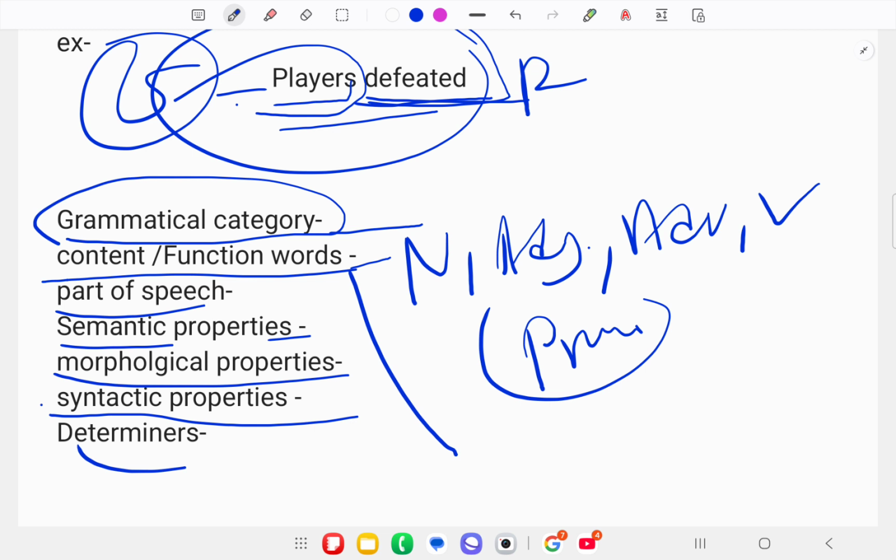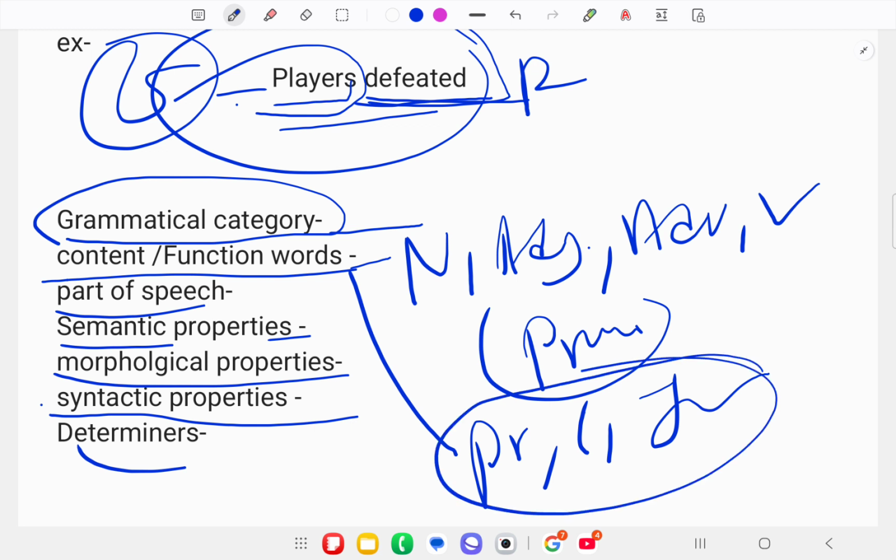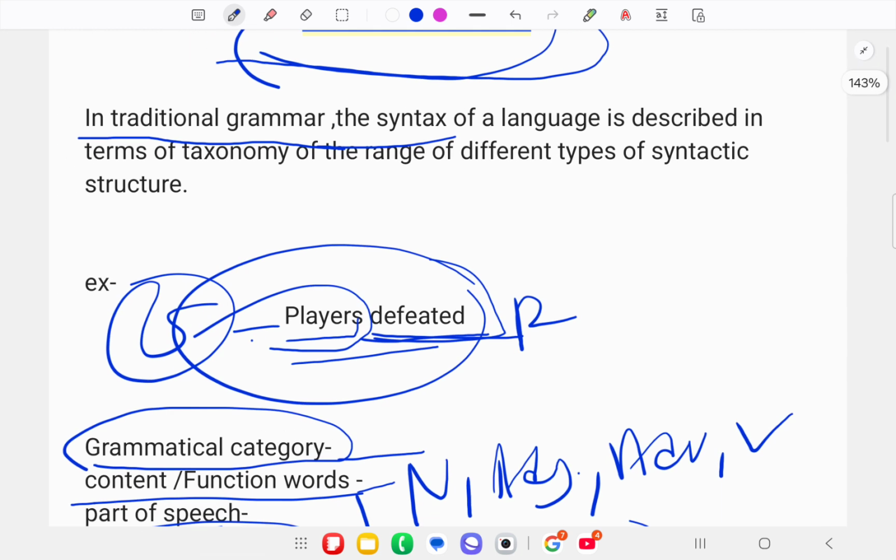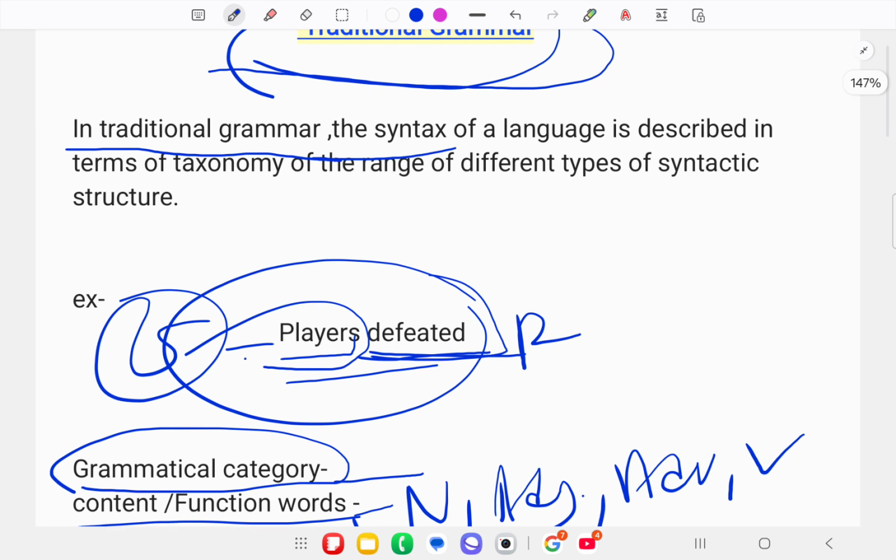And function words are like pronouns, and we also have conjunctions and interjections. These are the parts of speech known as function words because we cannot attach anything else. What does this mean? Semantic property means it shows the meaning. Morphological properties mean the form of the word or sentence, and syntactic properties mean the structure of the sentence. So we study all this under traditional grammar.